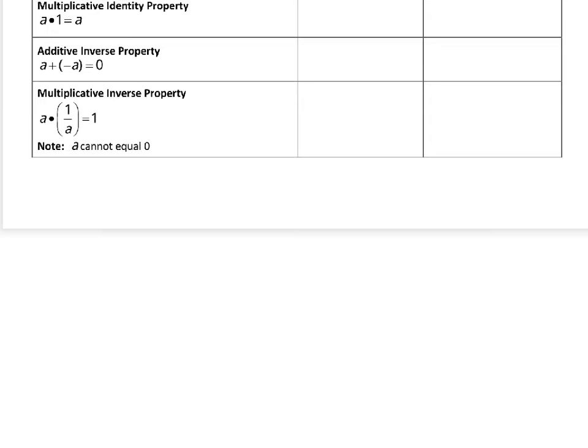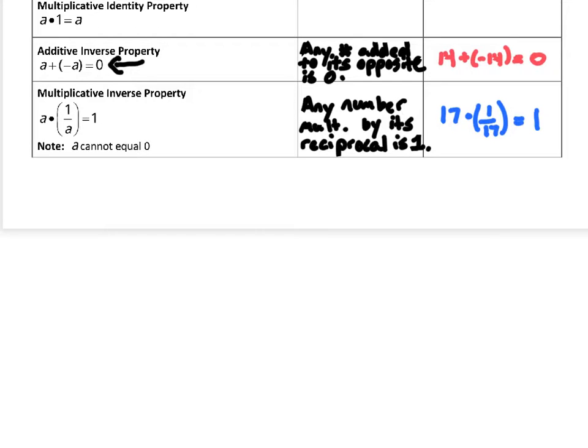The final two identities are the inverse properties, and we'll start with the additive inverse property. If you look at the symbols here, it gives you a pretty good explanation. In words, any number added to its opposite is 0. Notice 14 has an opposite, and its opposite is -14. When you add those two numbers together, you will always get 0. With the multiplicative inverse, anytime you take a number times its reciprocal, not its opposite, its reciprocal, notice 17 over 1, when I flip it, is 1 over 17. When you multiply those two things together, you will always get 1.